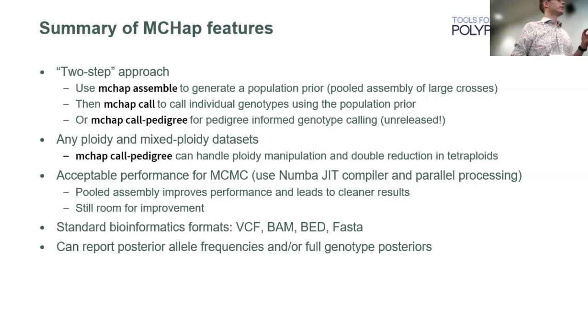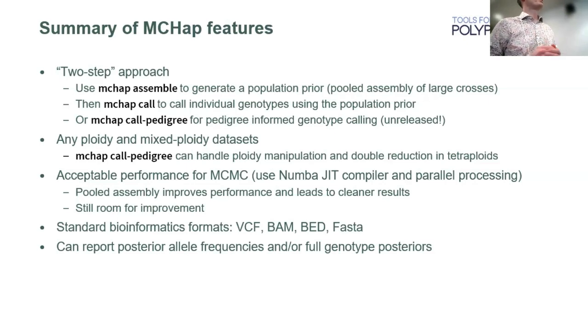So, specifying some additional parameters that weren't shown there, we can handle ploidy manipulations, things like double reduction and tetra points, and so on. So there's parameters available for that. That's of particular interest to us because we do have some exploited pedigrees, which are quite interesting. The performance at the moment I've described is acceptable.